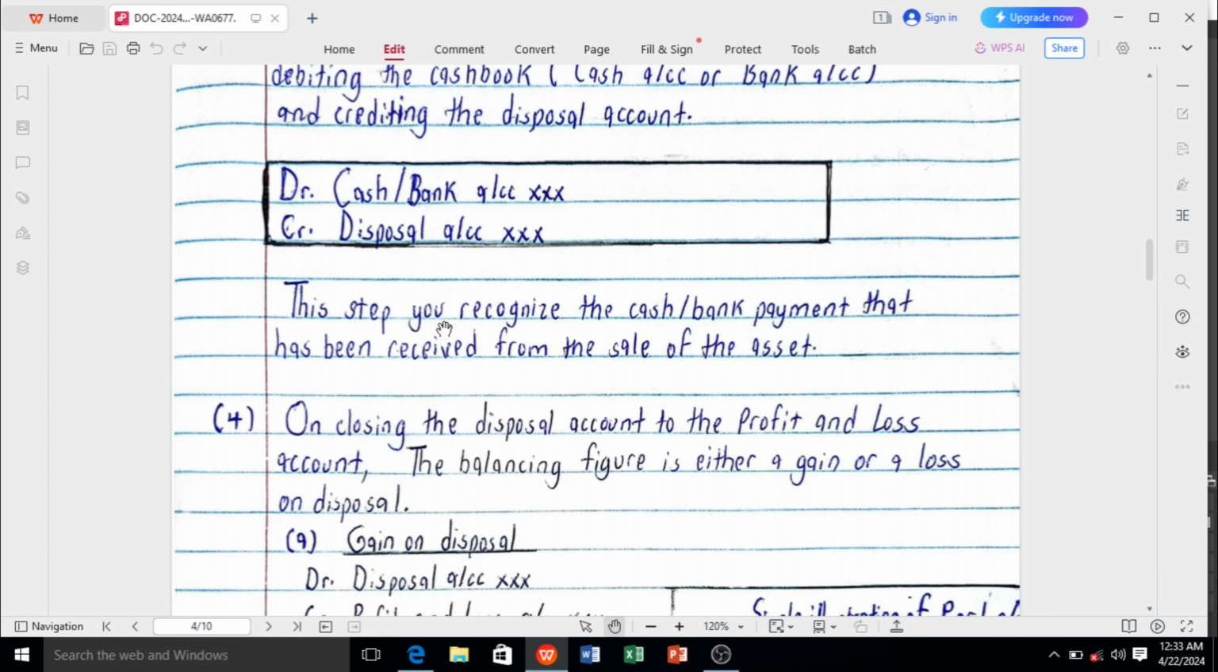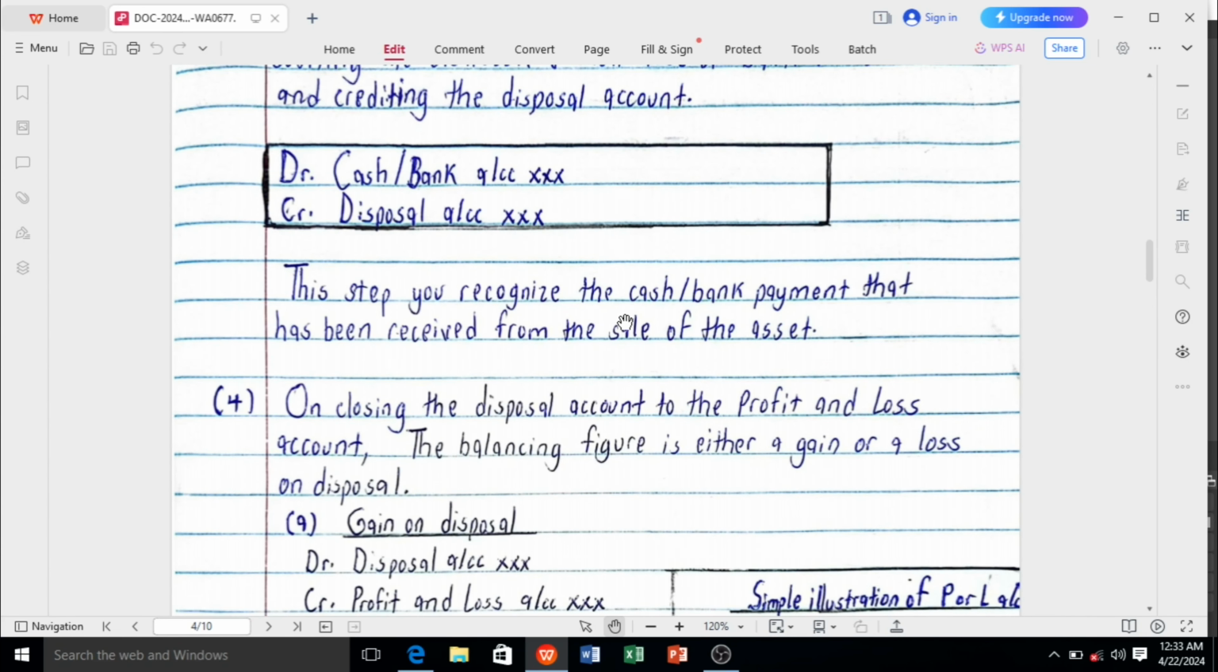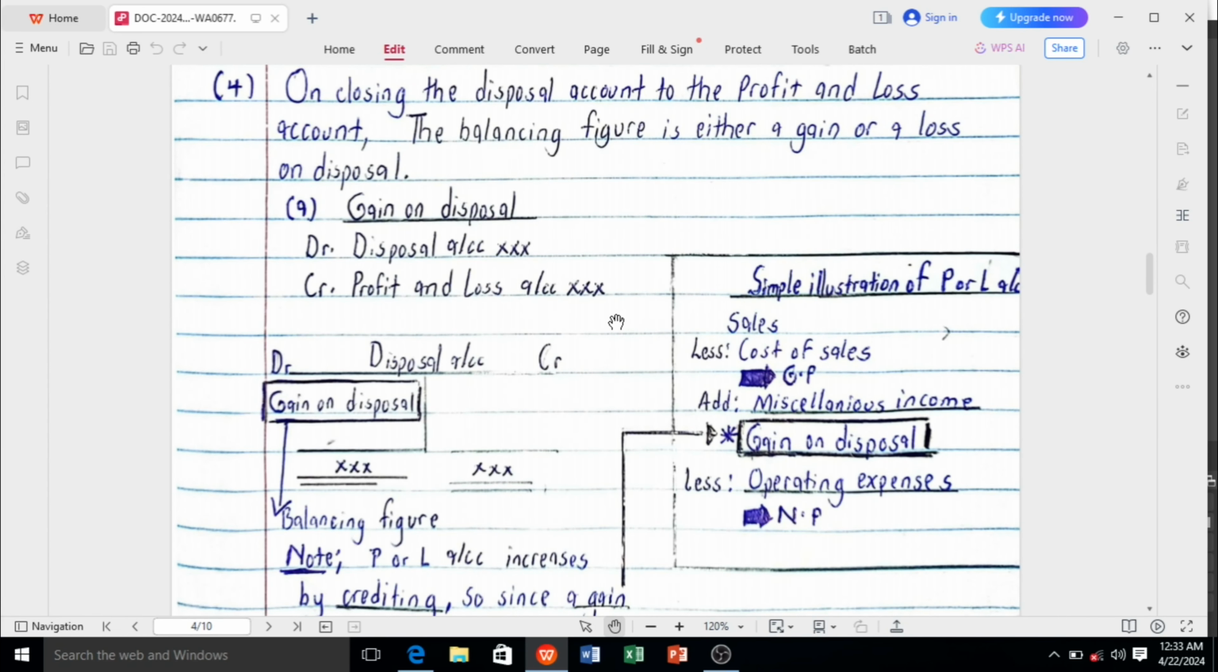So in this step, you recognize the cash payment that has been received from the sale of the assets. Remember, even at this stage, you don't know whether you made a profit or a loss. So it is the fourth step that will tell us whether you made a profit or a loss. On closing the disposal account to the profit and loss account, the balancing figure is either a gain or a loss on disposal.